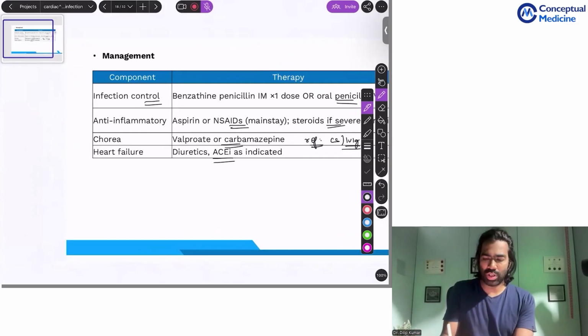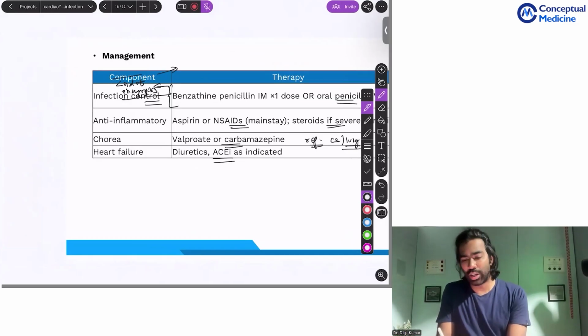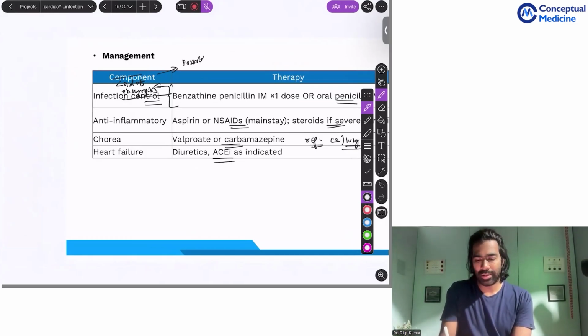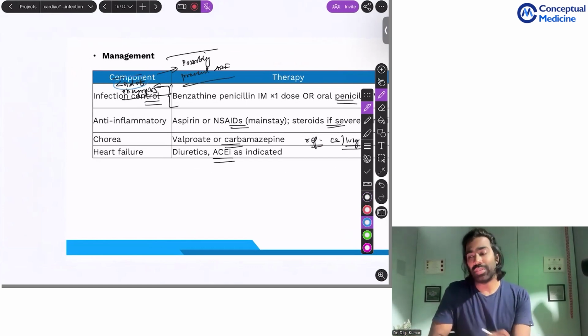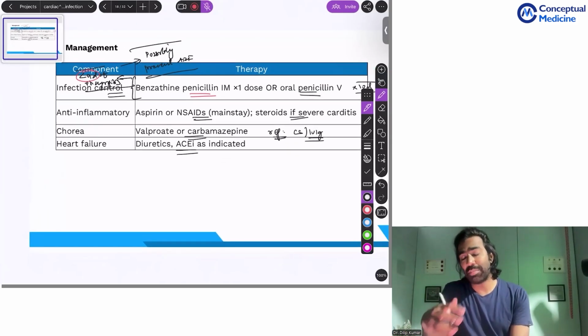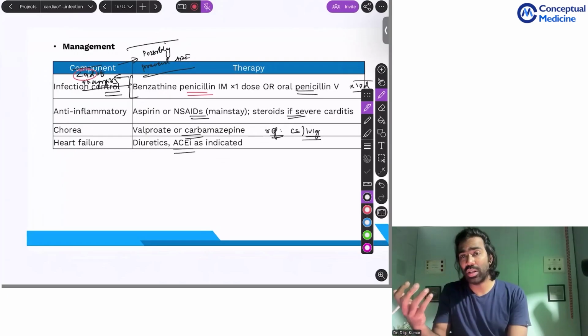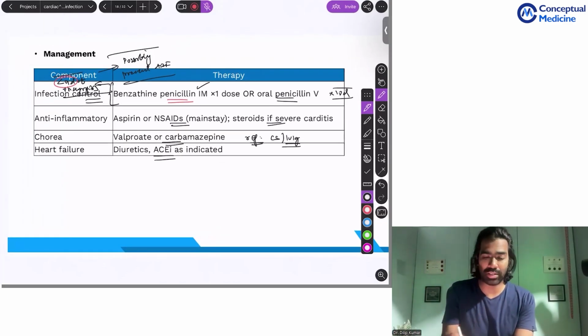And remember, if you give any penicillin drug within 9 days of streptococcal pharyngitis or streptococcal infection, you can possibly prevent the development of acute rheumatic fever. Within 9 days of onset of pharyngitis, if you give antibiotics like penicillin, which can be benzathine penicillin or oral penicillin or even amoxicillin, you can probably prevent the development of acute rheumatic fever. That is the rationale for primary prophylaxis.